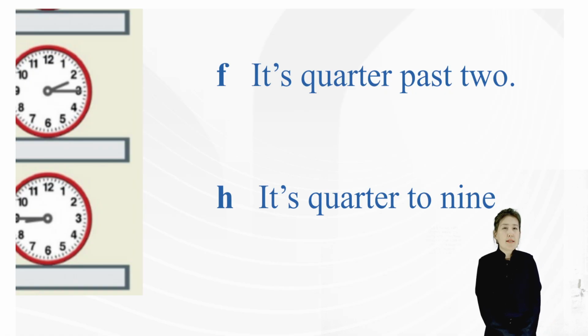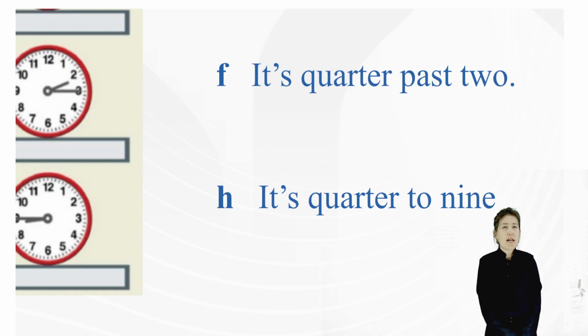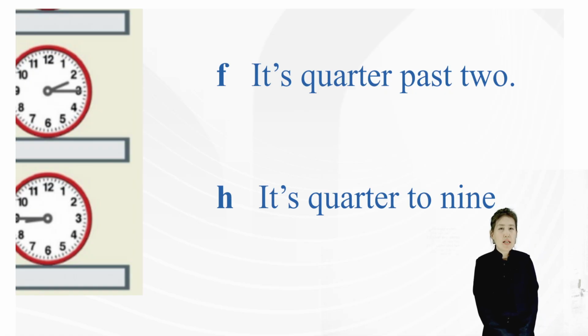Look at the clocks in the slide. Try to say the times. A, it's 5 o'clock. B, it's 8 o'clock. C, it's 5:30. D, it's 11:30. E, it's 5:15. F, it's 2:15. G, it's 5:45. H, it's 8:45.